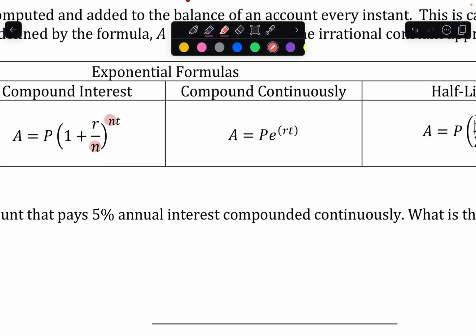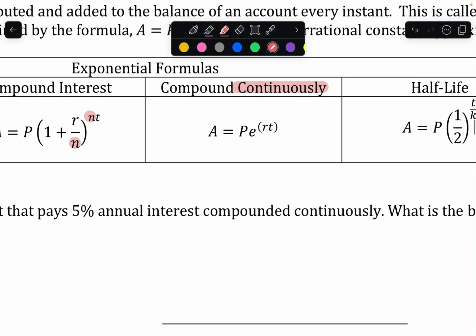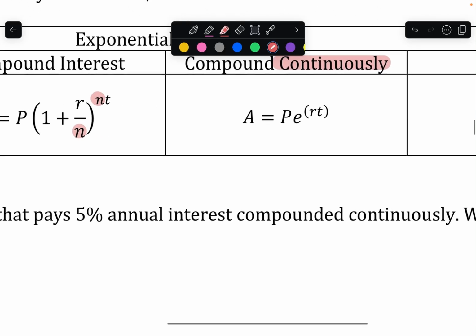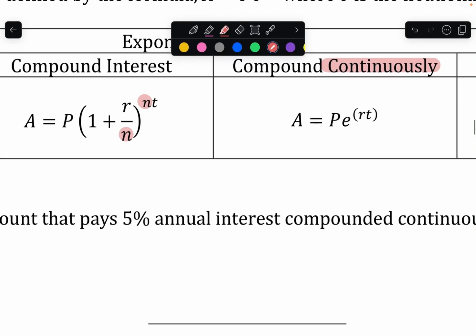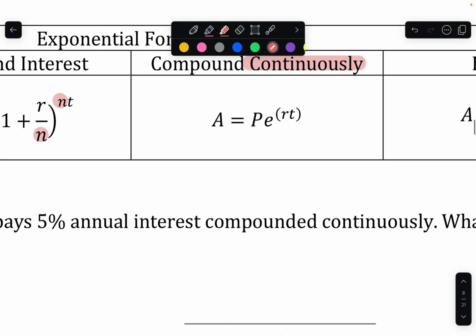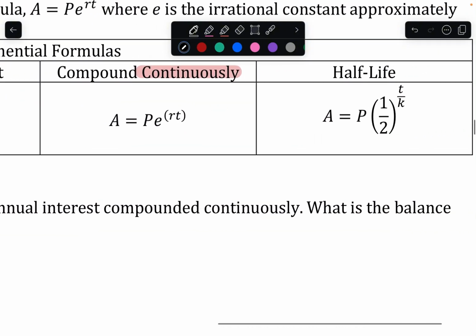And then if it's compounded continuously, then our value of n is going to infinity, and that's actually where the constant e comes from. If you let the value n go to infinity, it becomes a constant that approaches e. And so e is going to show up in your formula. Some people read this as PERT, and so P times e to the rt. R is still that interest rate, t is still the number of years.